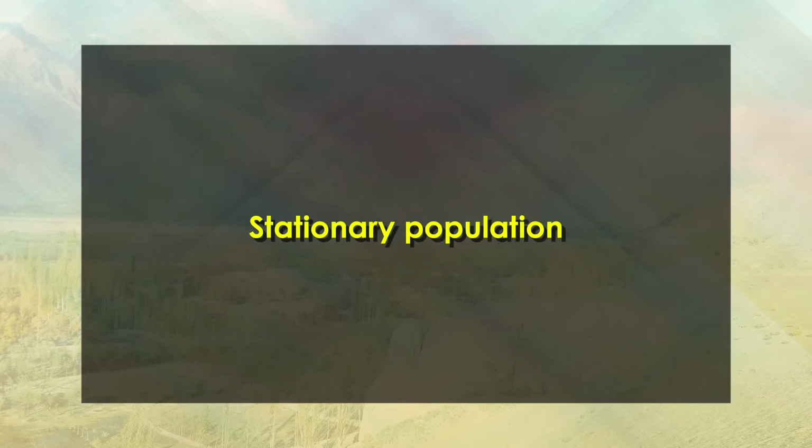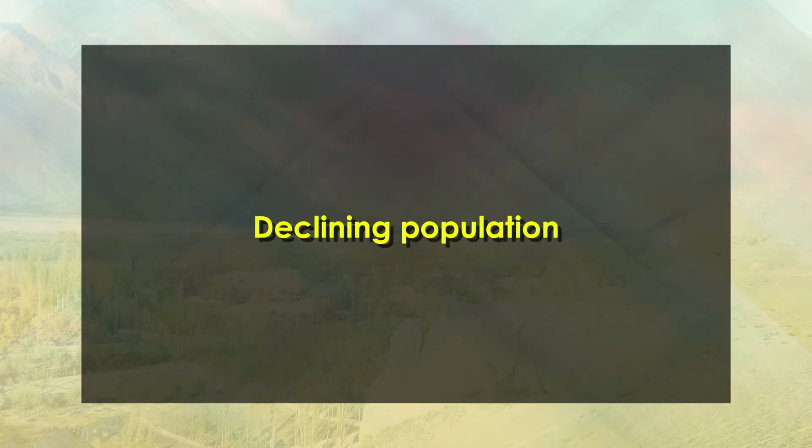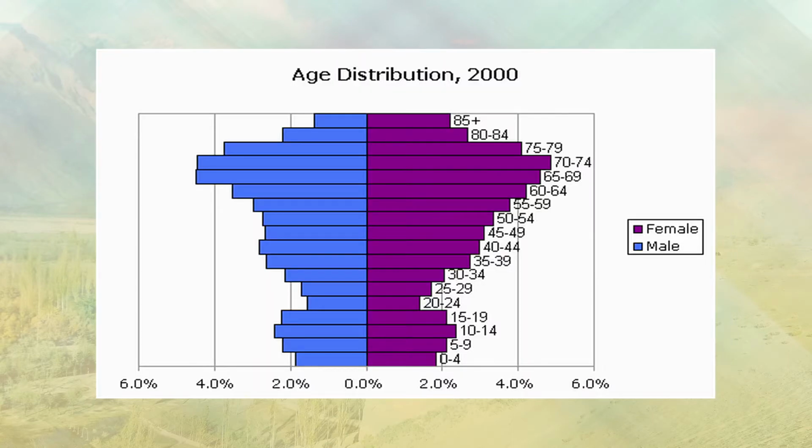Number 2, stationary population. It is a population which has equal birth and death rates. So this population shows zero population growth. Number 3, declining population. It is a population which has higher death rate than birth rate. So this population has more numbers of older individuals.